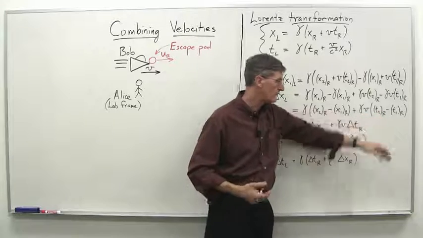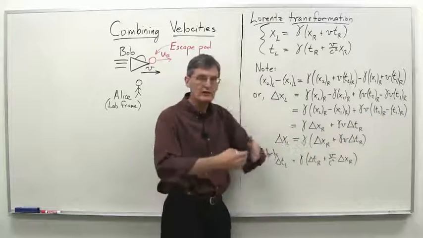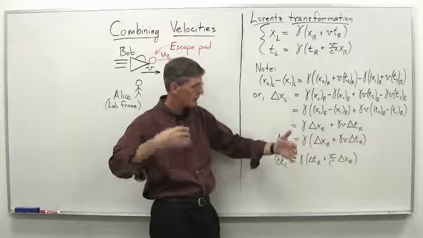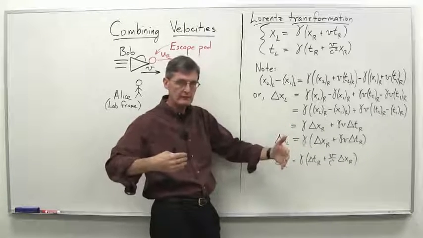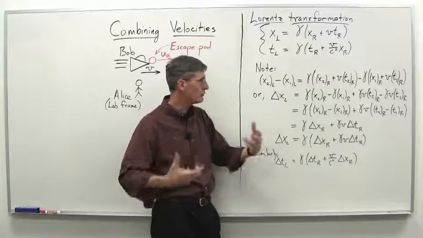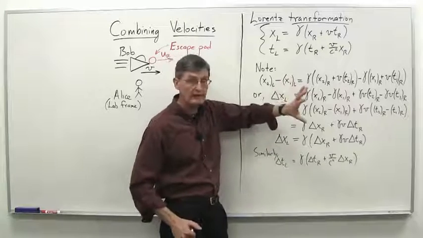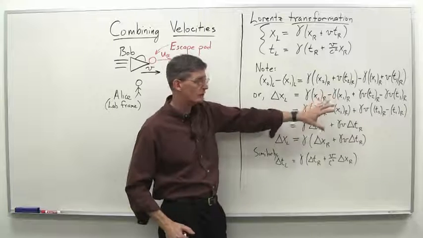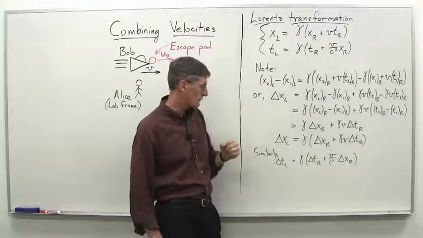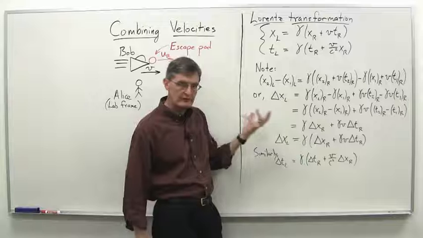T2 in the rocket frame minus T1 in the rocket frame. So that's just delta t sub r, the difference in time between T1 and T2 in the rocket frame. Again, 1 and 2 representing two different events that we can specify in rocket coordinates, Bob's coordinates, or in Alice's lab coordinates. And then we just clean it up a little bit more.